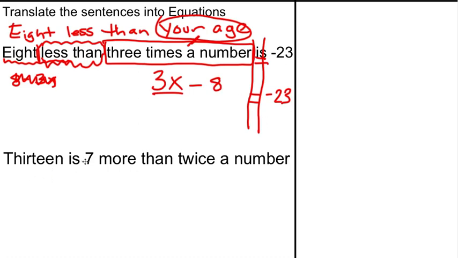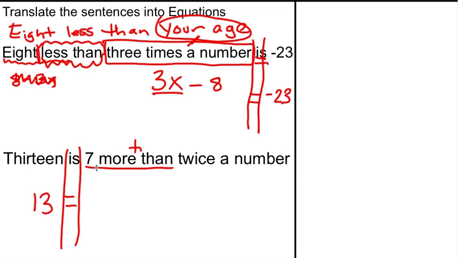All right, 13 is 7 more than twice a number. Again, I have this fancy word is right here, so I'm going to set it to equal. 13, I'm going to write as a number. 13 equals 7 more than twice a number. So I'm going to take 7 more than something. More than tells me I'm going to add. I'm going to add 7.